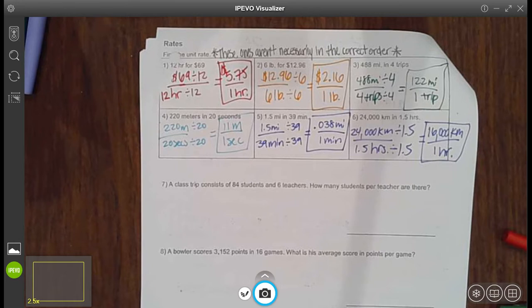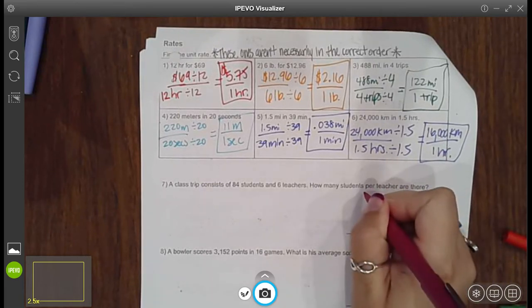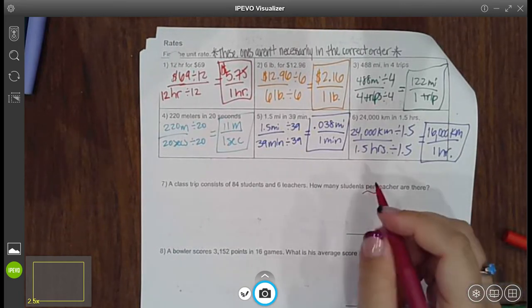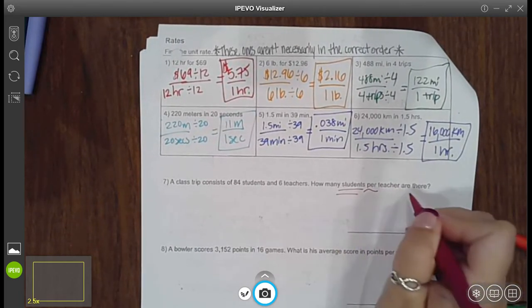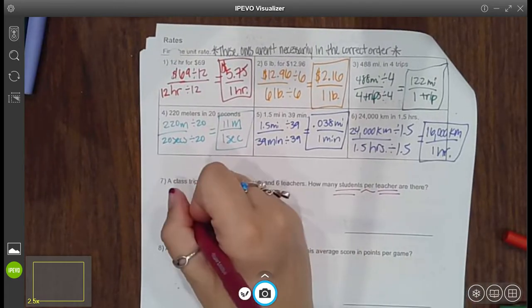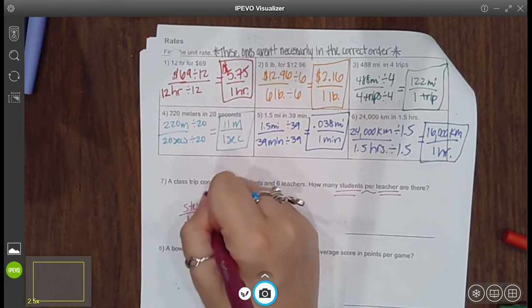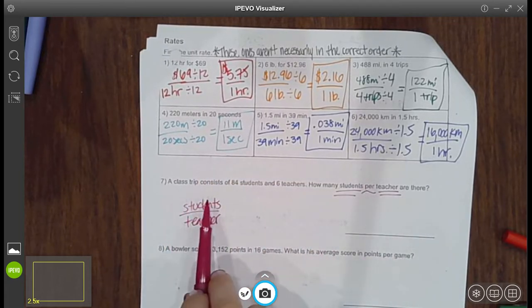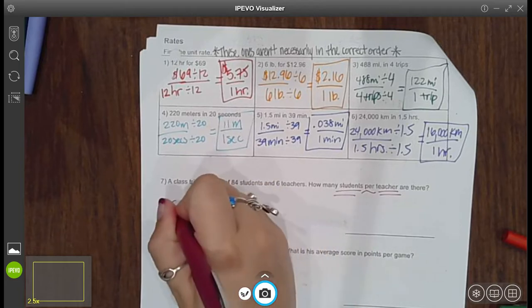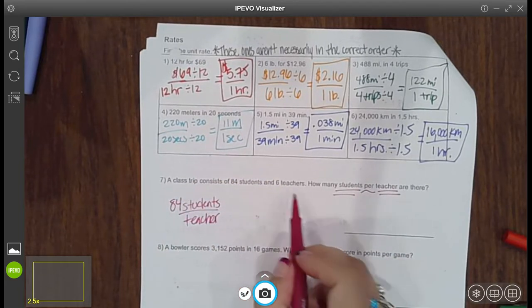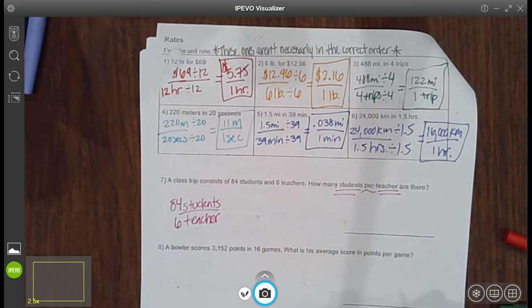Okay, now for these word problems, there's definitely no guessing. They're being very specific of what they want the denominator to be. They are telling you right here by that word per. Okay, they want to know how many students per teacher there are. So I know I'm going to want students per teacher. So let's look at the rest of it. It says a class trip consists of 84 students. So that goes with the students, and 6 teachers. So 6 goes with the teachers down there. And then they want to know how many students per teacher.